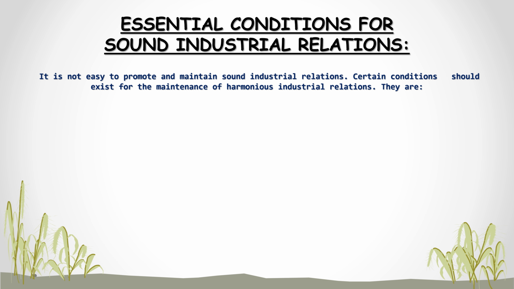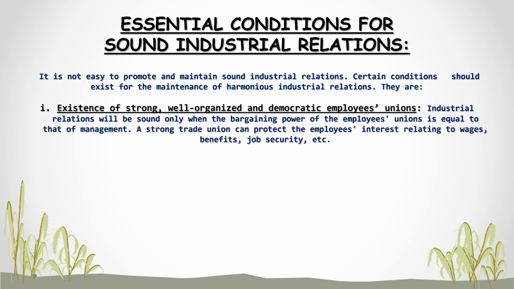They are: 1. Existence of strong, well-organized, and democratic employees' unions. Industrial relations will be sound only when the bargaining power of the employees' unions is equal to that of management. A strong trade union can protect the employees' interest relating to wages, benefits, job security, etc.